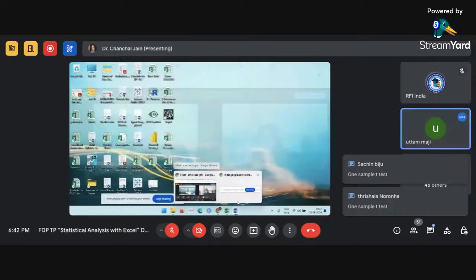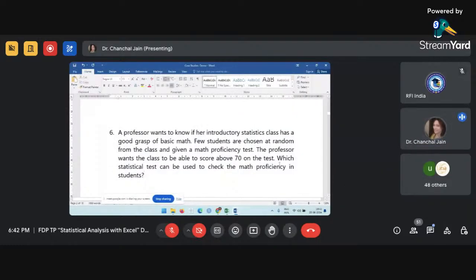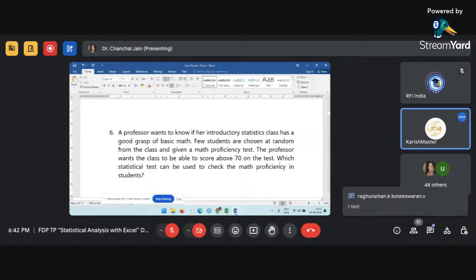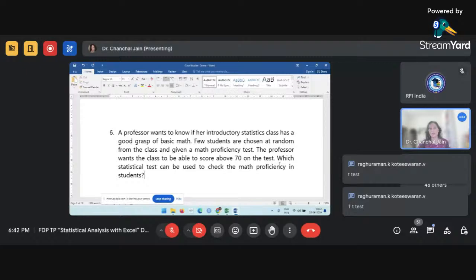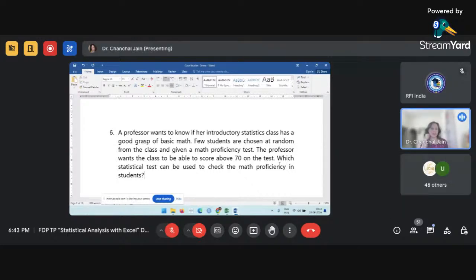One sample test. Yes, I think my opinion is also the same. It should be a case of one sample t-test, because the professor wants their students to score more than 70 in a basic math proficiency test. So this is the expectation of the professor. That way we can take 70 as a population mean, and then you can calculate the sample mean from the scores of the students in the math proficiency test, and compare them using the one sample test. Clear to everyone?